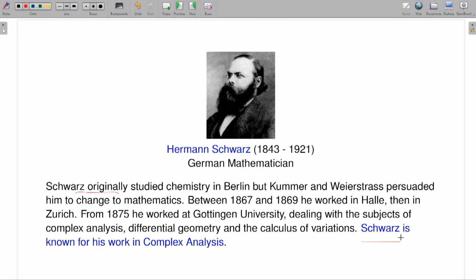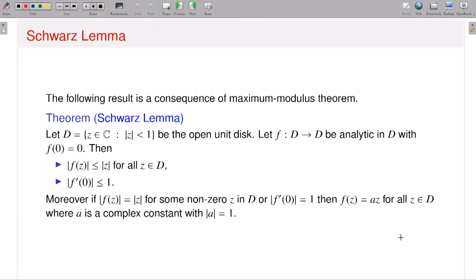Okay, let me just see the statement first. So this is Schwarz lemma. The following result is a consequence of the maximum modulus theorem. Let me state the theorem. What is the statement of Schwarz lemma? It says that you start with the open unit disk. So this is my D, the set of z belonging to C with modulus of z strictly less than 1.